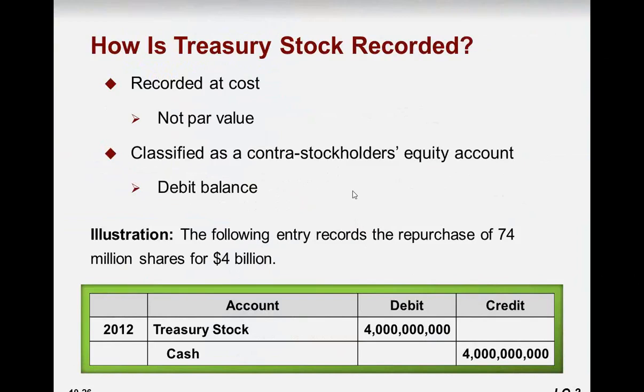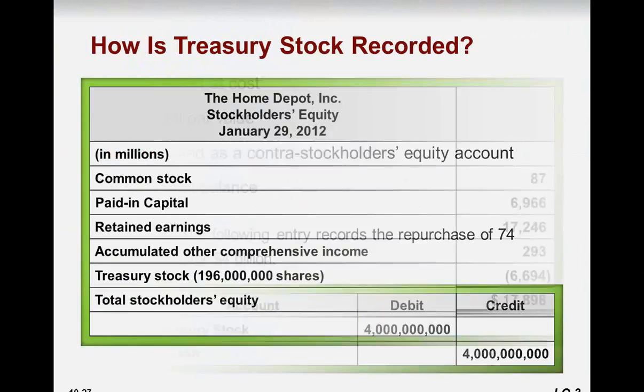The following entry records a repurchase of 74 million shares for $4 billion. We just debit Treasury stock for the $4 billion and credit cash for the $4 billion. This entry is about as straightforward as it gets.